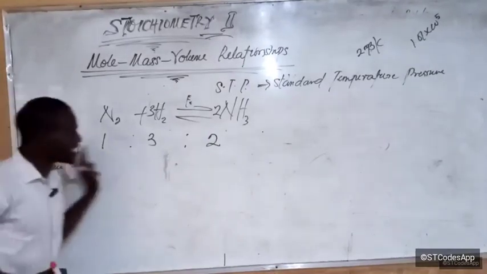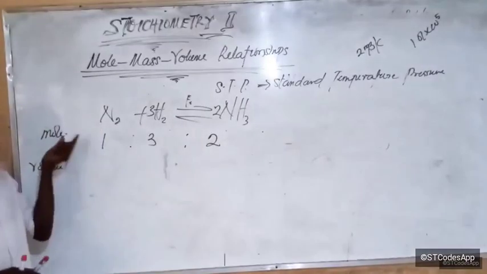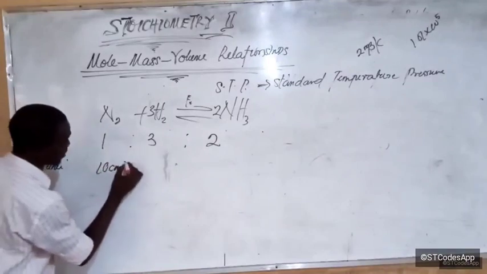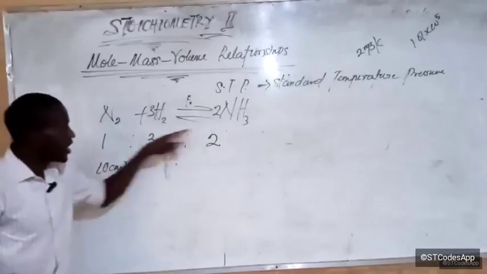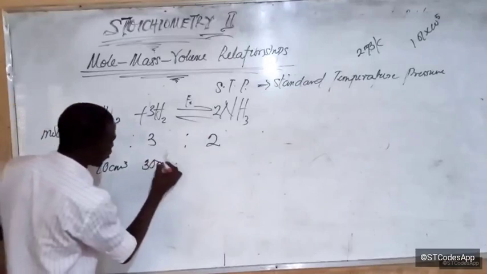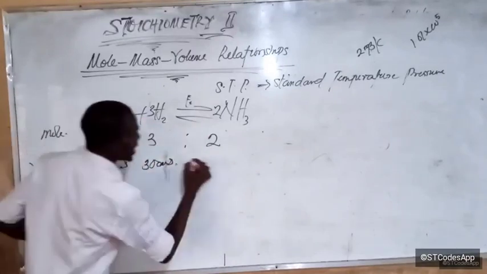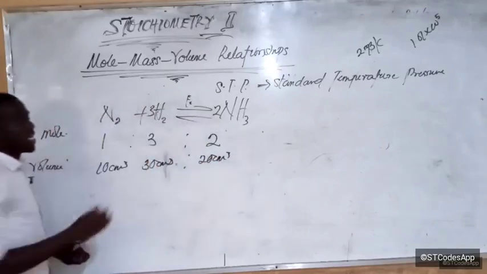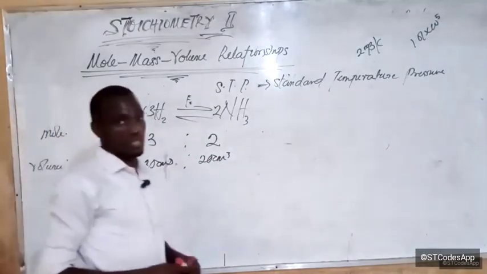So that since this is the ratio of their combination, if I start with 10 centimeter cubes of nitrogen, by standard, I will require 30 centimeter cube of hydrogen to react with this. And what will be produced eventually will be what? 20 centimeter cubes of what? Ammonia. So that is the ratio of their combination. You need to really understand this.